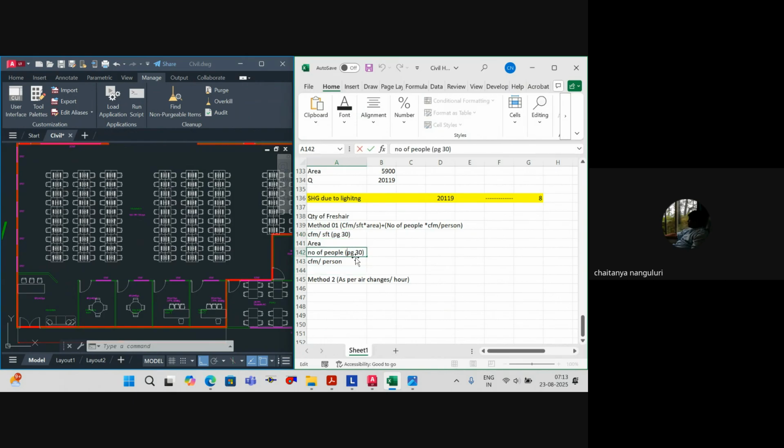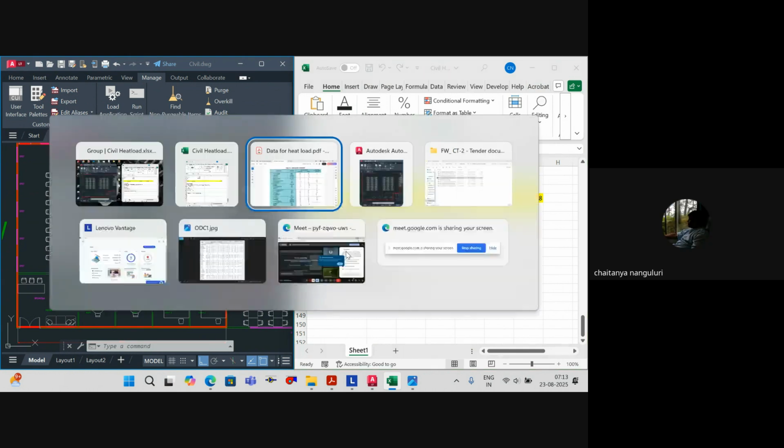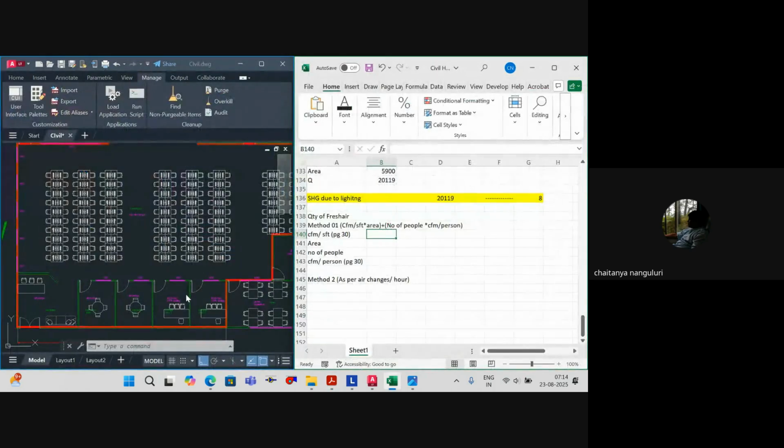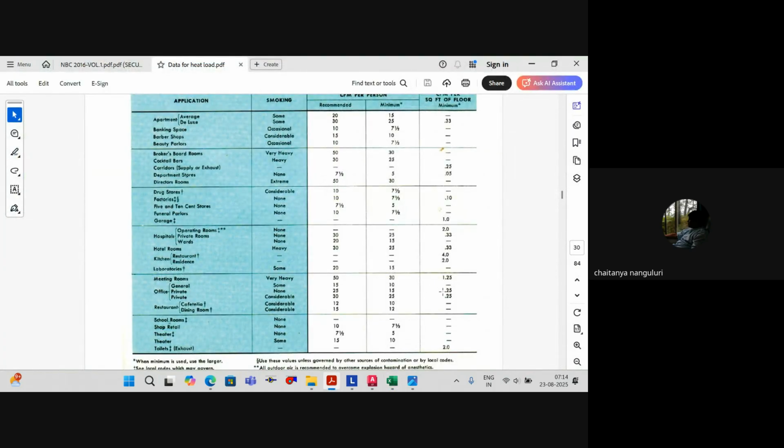CFM per square feet into area, number of people. CFM per person, you get it. The number of people is as per site condition. So CFM per square feet, we get it from page number 30. This is the office area, so we have to refer to the office area. If you take it, you will get a value of 0.25.